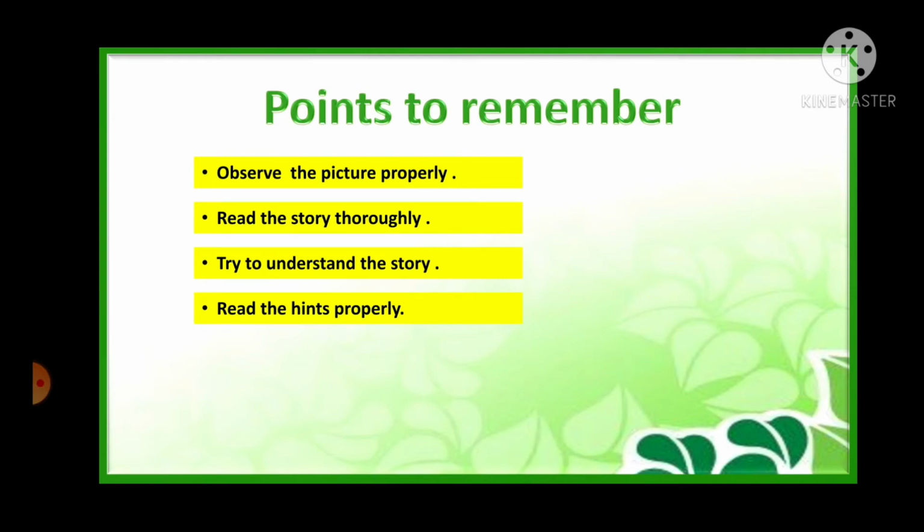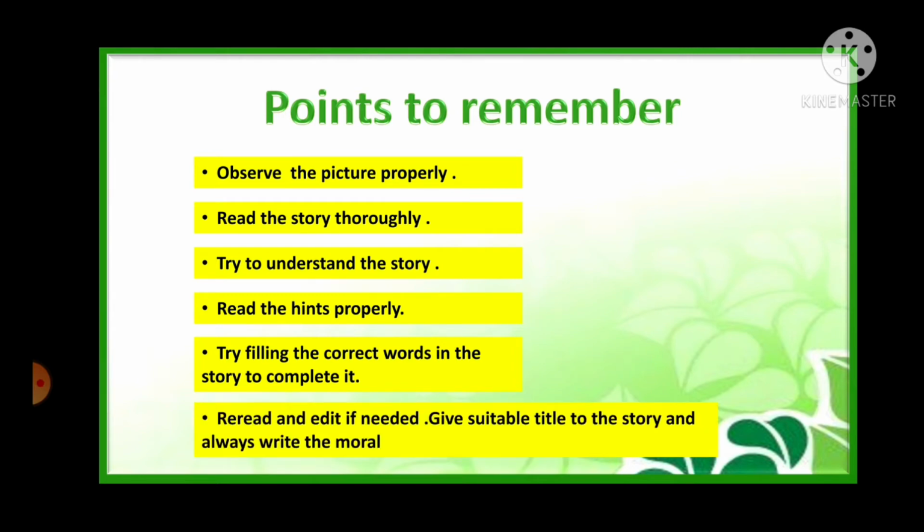Read the hints properly. After that, you have been provided with the words, right? You need to fill it up, so read them properly. Try filling the correct words in the story to complete it. Now that you have understood the story, try to fill it up with correct words. Once you fill the story, reread it and edit if needed. Once you have filled all the words, read the story properly again, and you can make changes if there is need, right?